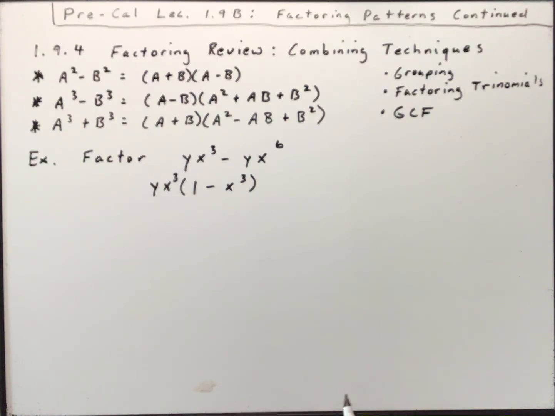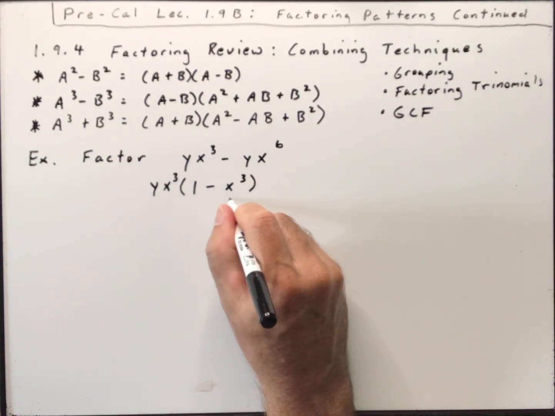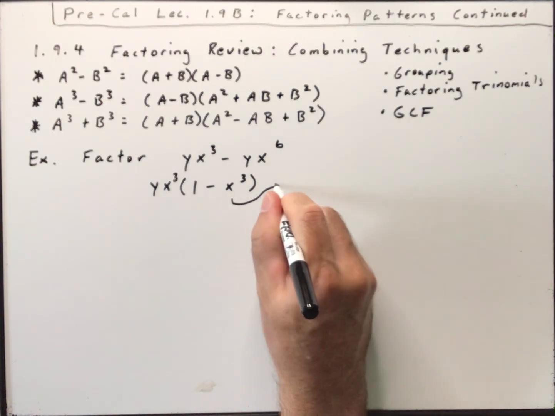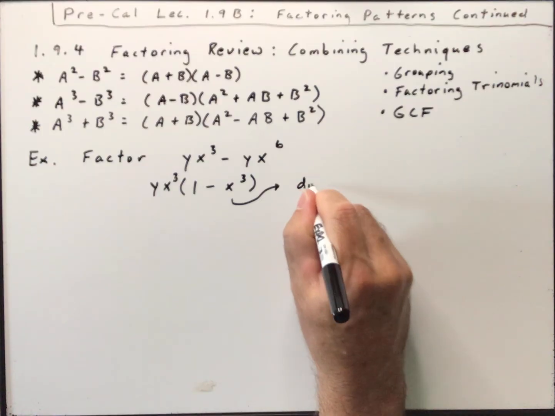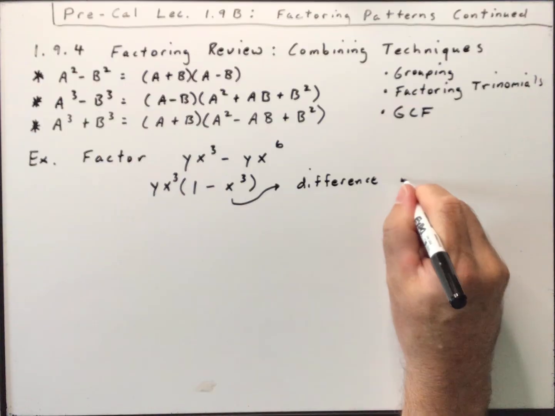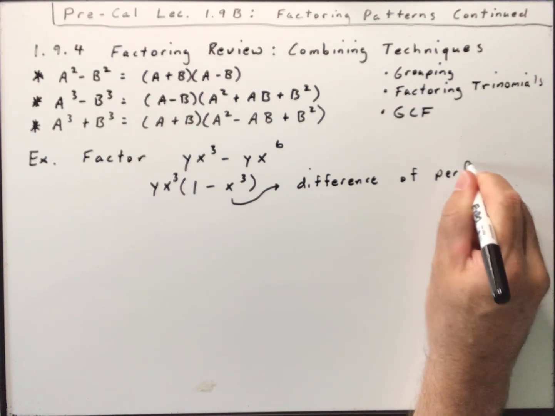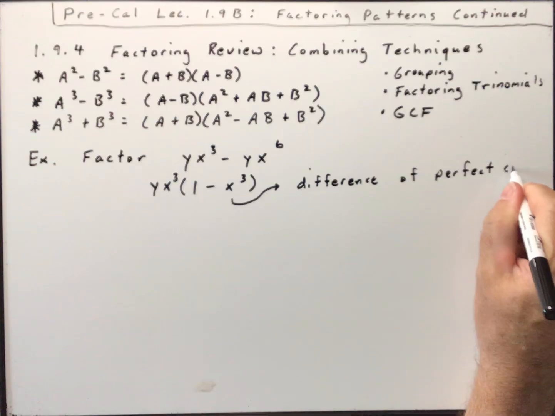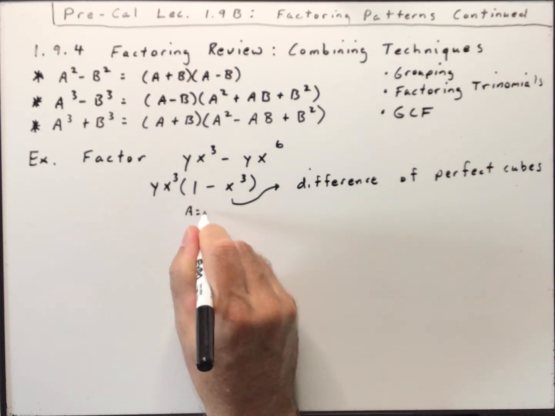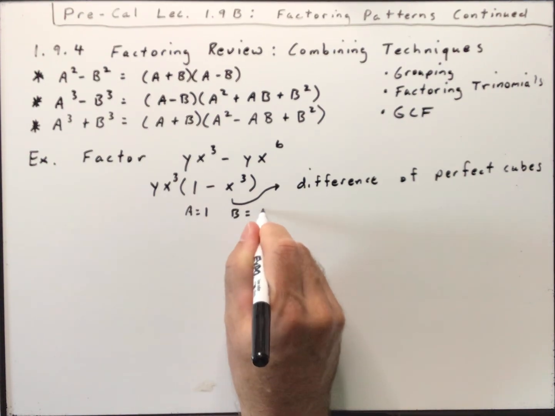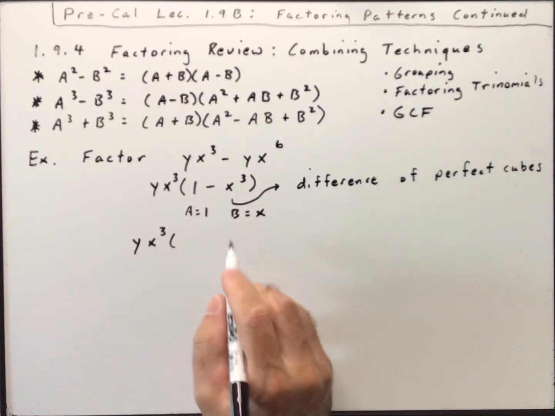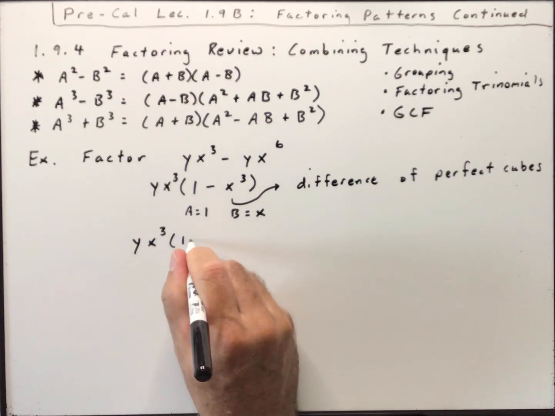You factored it somewhat, but now we need to realize that 1 is a perfect cube. 1 times 1 times 1 is just 1, so it's a perfect cube. So this is the difference of perfect cubes. Okay, so in this case, a is going to be 1 and b would be x. So that y x cubed doesn't go anywhere. It's right there. And then we would have 1 minus x.